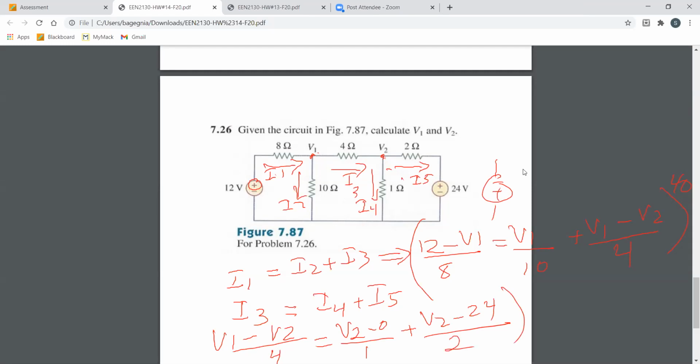Multiply by 4 and then simplify the problem: put all the V1 on one side, V2, and then the right hand side is the numbers. And then use one of those techniques to find V1, V2. One of the techniques to solve the two equations.